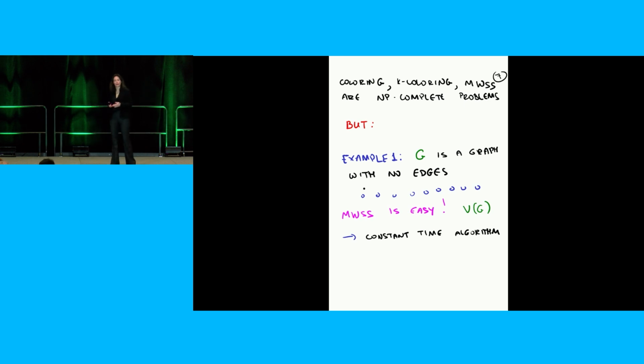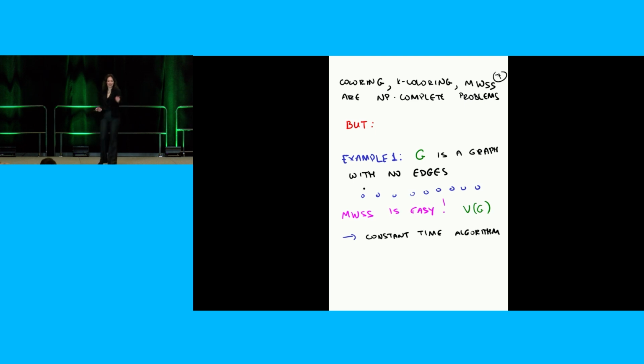So if P is not equal to NP, then there's no efficient algorithm, no polynomial time algorithm to solve them. On the other hand, it's not true that whichever graph I give you, it's hard to solve, let's say, the max weight stable set problem. There are some graphs where you can solve the max weight stable set problem.